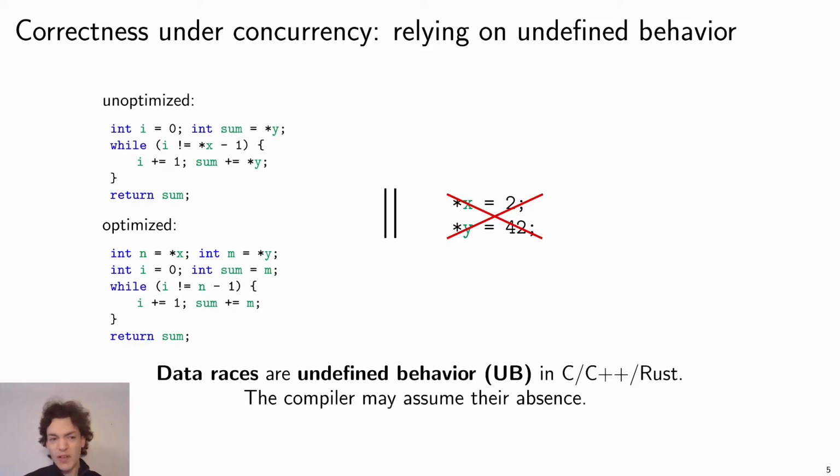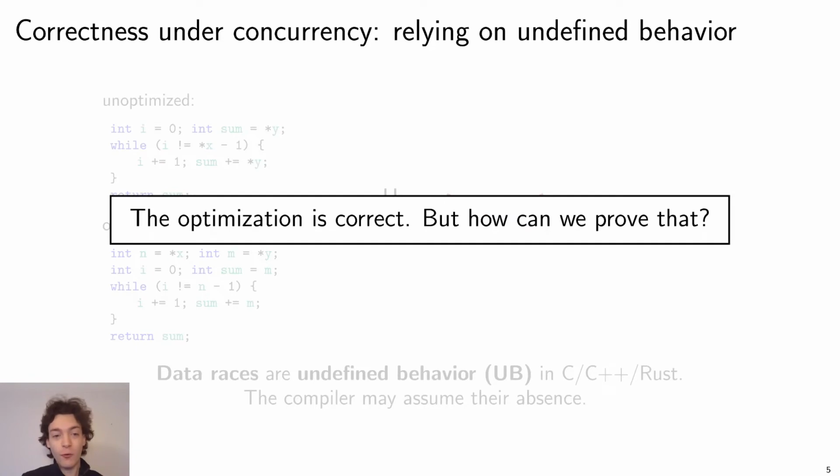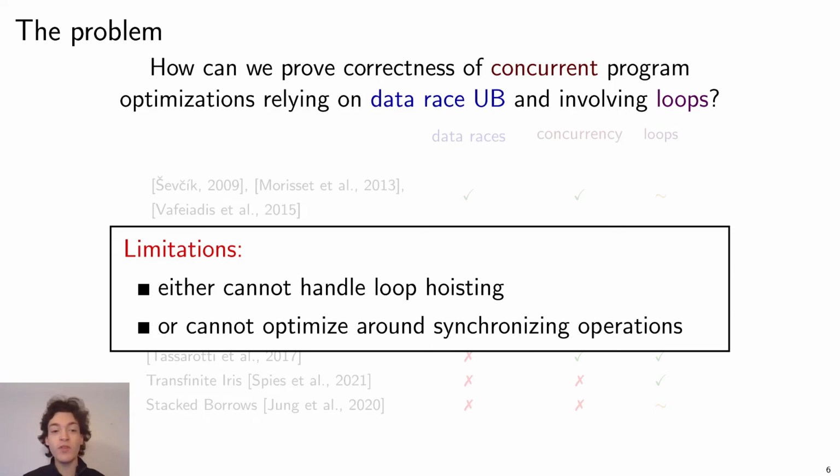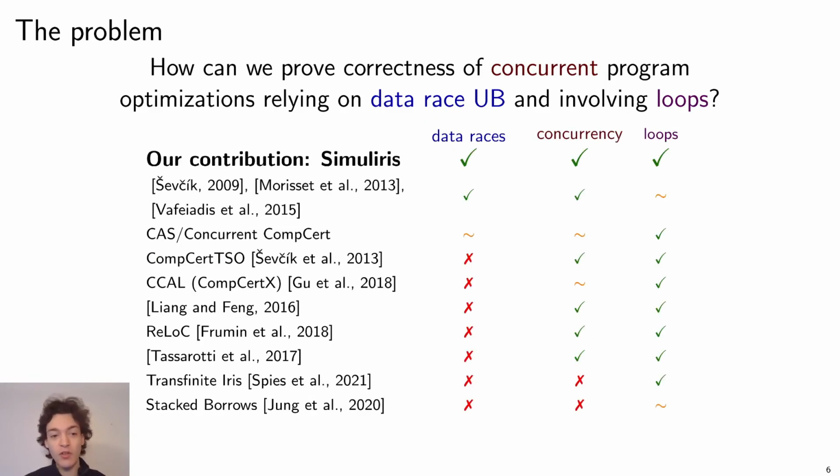So the optimization is correct, but proving so requires reasoning about concurrent program optimizations relying on UB of data races and involving loops. And while there's a lot of interest in verifying compilers, there's only little work involving data races, and it has several limitations. All existing work either cannot handle loop hoisting, as in our example, or cannot optimize around certain synchronizing operations like atomic reads. As part of our work, dubbed Simuliris, we develop an approach that can handle both.